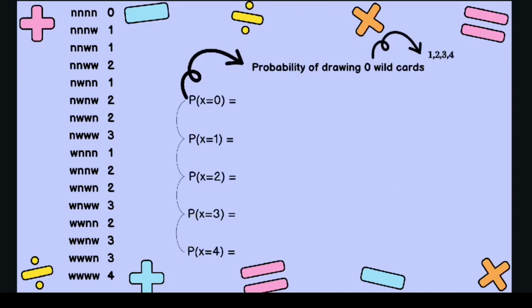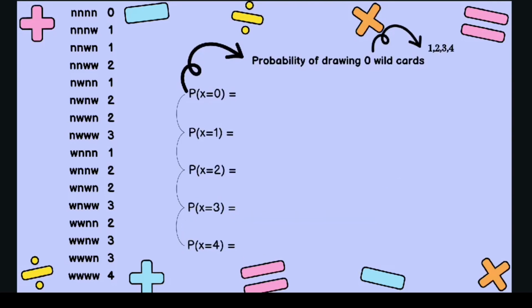So given that most of each set contains at least one letter W, we can now input it in this form, which is P of X equals 0, P of X equals 1, P of X equals 2, P of X equals 3, and P of X equals 4, which basically means the probability of drawing 0, 1, 2, 3, and 4 wild cards. So first is P of X equals 0. We have to count how many zeros appear in each set, or in other words, how many sets do not contain the letter W. So in this case, it would be 1 over 16. 16 is the total of all the sets.